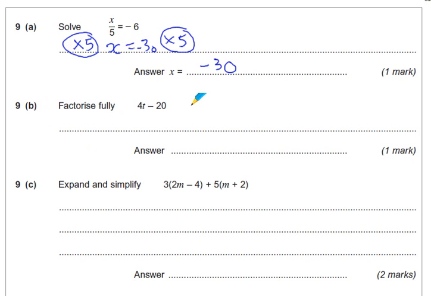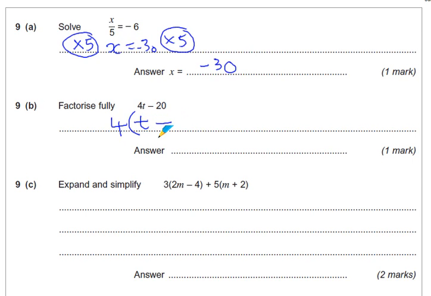9 part B. Factorise fully 4t minus 20. So I'm looking for a factor, either a number or letter, that is a factor of both 4t and of 20. Well, there isn't a letter in both, so there's no letter. I can see that both numbers are in the 4 times table. So I'm going to put 4 outside my bracket. 4 times by something gives me 4t. Well, it's 4 times t.